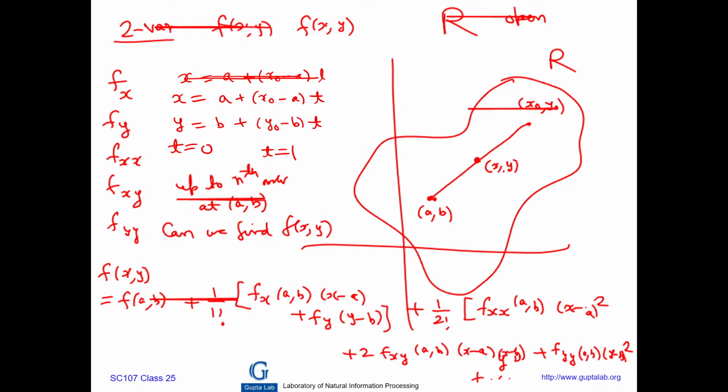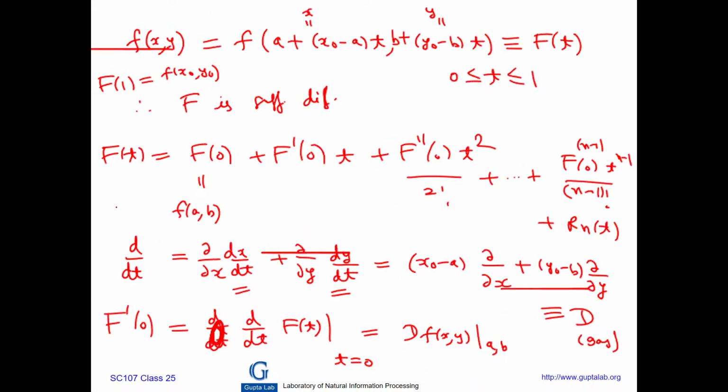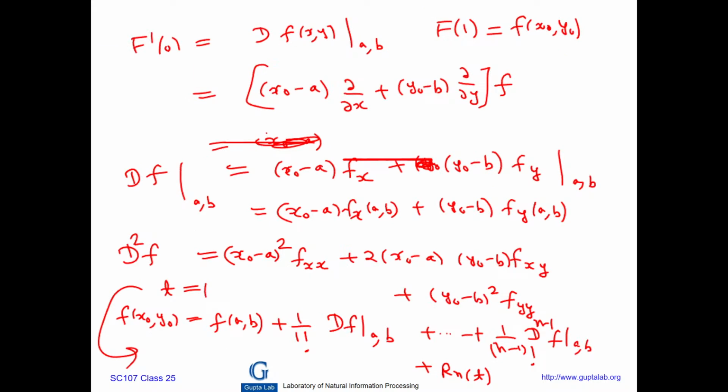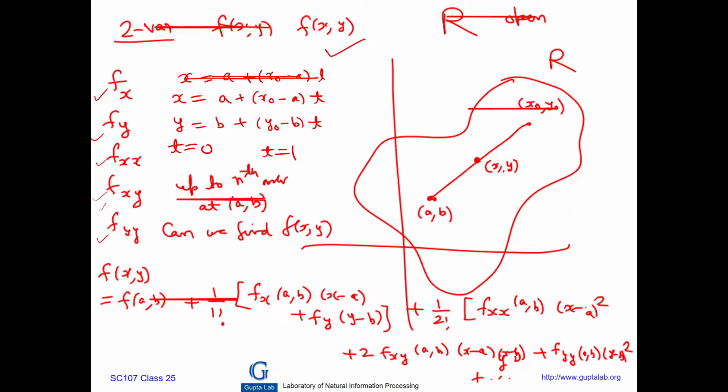So now we can do the same thing for two variable functions, right? f of x y can be expressed in terms of f x, f y, f x x, f x y, f y y, right? And that formula is given to you. Yeah, so this is the formula, right?